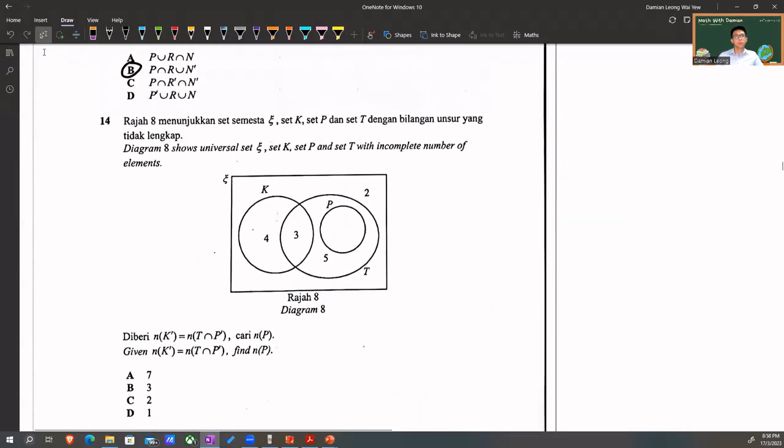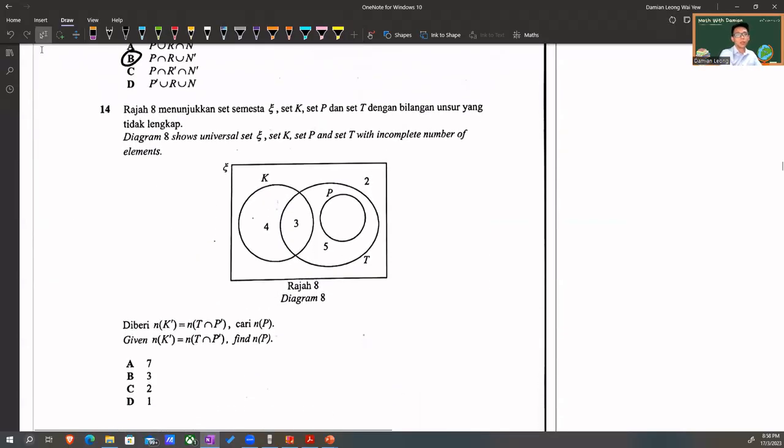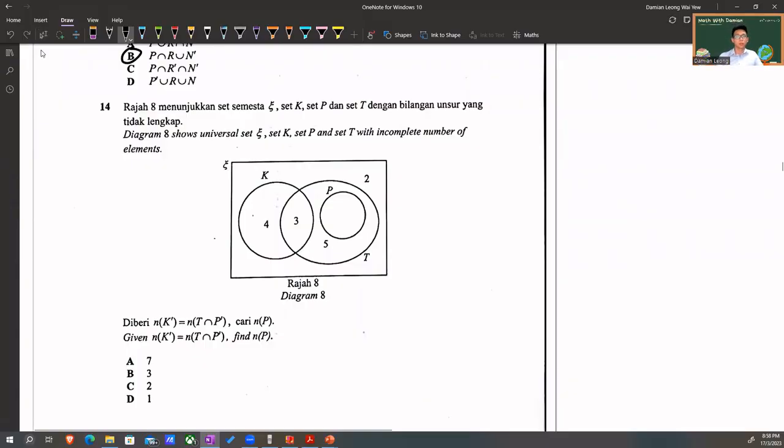Question 14. I'm given the number of elements in K prime is the number of elements in T intersect P prime. Outside of K, let's put this X. 2 here, X here, and 5 here. What I want to find is the X. 2 plus X plus 5 equals the number of elements in T intersect P prime.